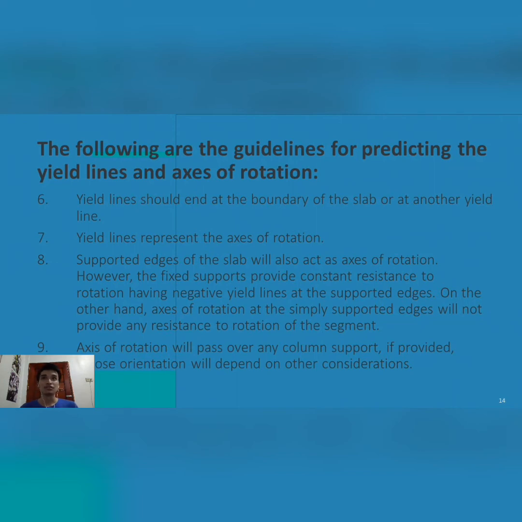Yield lines should end at the boundary of the slab or another yield line. So, ang yield line mo kasi, kunyari pagka one-way slab, ang yield line mo side by side, sa side na walang support. So, pagka naman two-way slab, ang mangyayari ngayong yield line mo is mula dulo hanggang dulo. Basta ganun. Lagi silang dulo hanggang dulo, kahit may support doon sa may side na yun, pagka two-way slab. So, next is 7. Yield lines represent the axis of rotation.